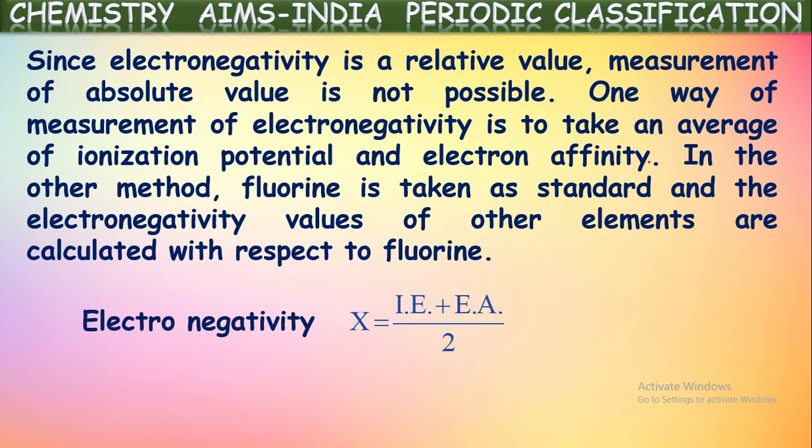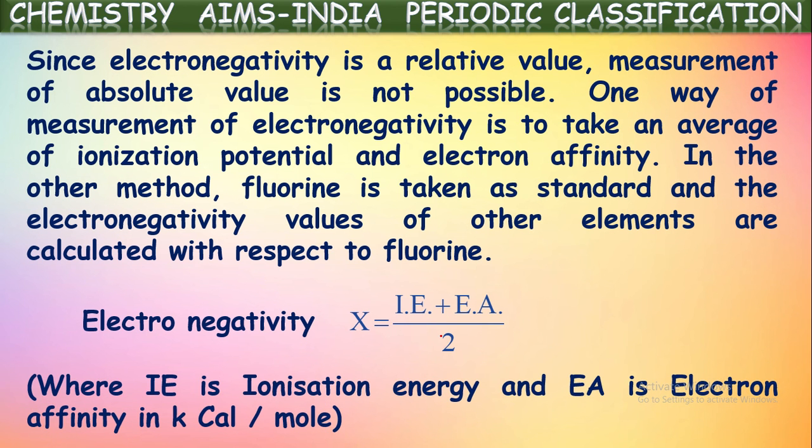Of course, there might be some other ways also. In another method, fluorine is taken as the standard, and the electronegativity values of other elements are calculated with respect to fluorine. That's another method. But the simple method is according to ionization energy and electron affinity, calculated by taking the average of those two. Here IE represents ionization energy or ionization potential, and EA represents electron affinity or electron gain enthalpy, in terms of kilocalories per mole. By this, we can calculate the electronegativity of an element.